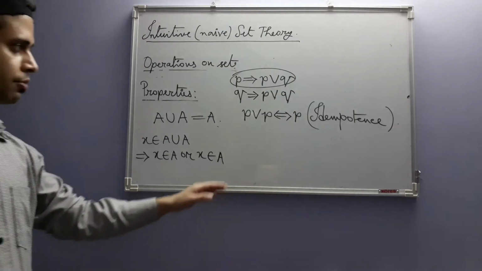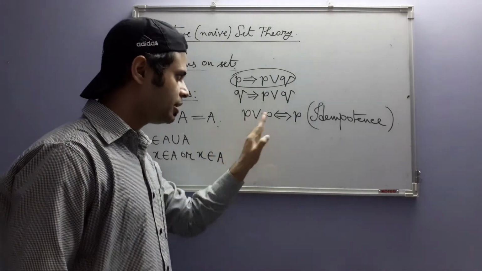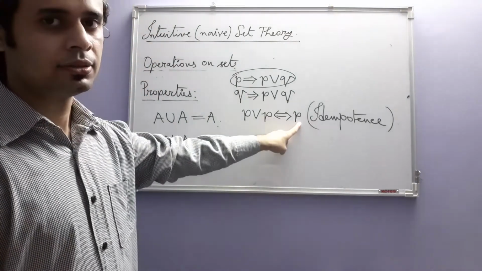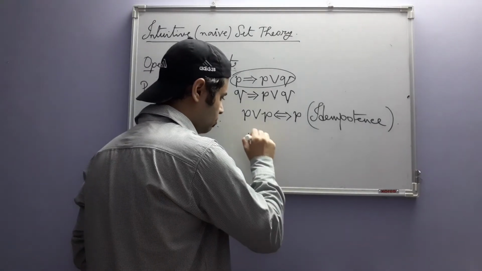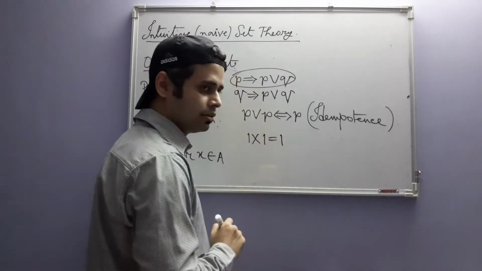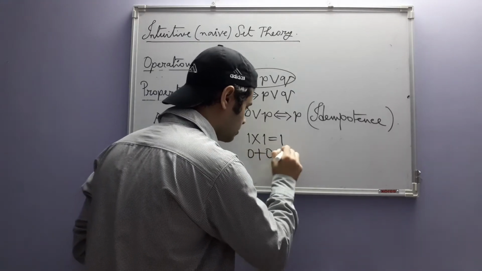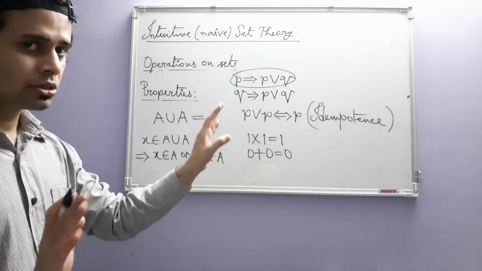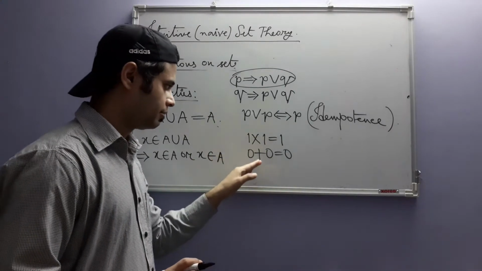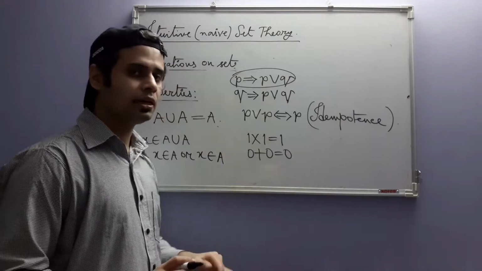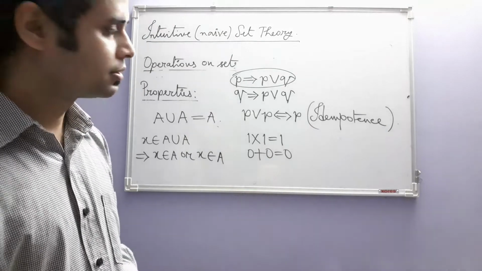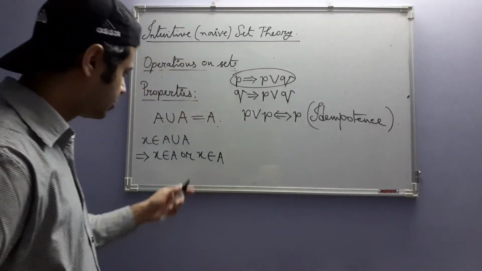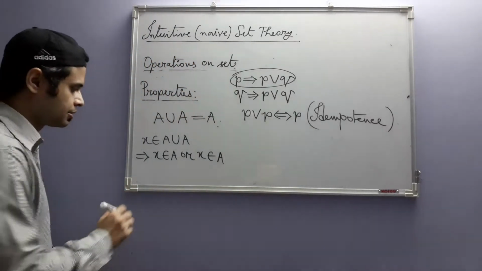Idempotence is a situation where you take the same thing twice and do something to them, you get the same thing back. It is somewhat like this. 1 times 1 is equal to 1. 0 plus 0 is equal to 0. Now 2 times 2 is not equal to 2. So in numbers, these elements are called idempotent elements. But in some other situations, like in mathematical logic or sets, it is true for all sets.